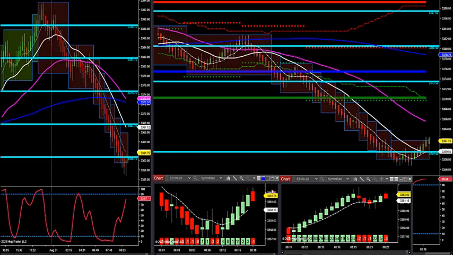Let's take a look at the setup. So we know to use supply demand lines and market profile. That's the only two leading indicators we need to use when we're trying to get long or short any market, any futures, currency, stocks, indexes, even works on options.